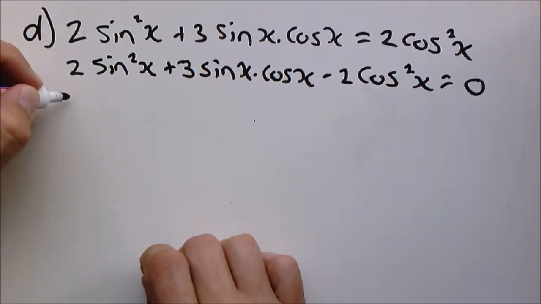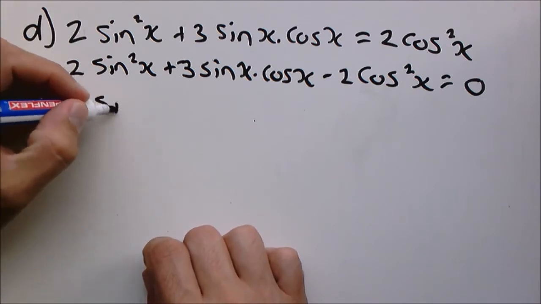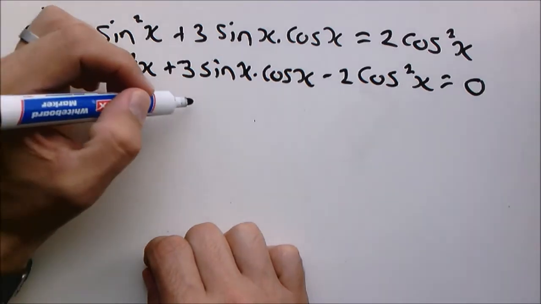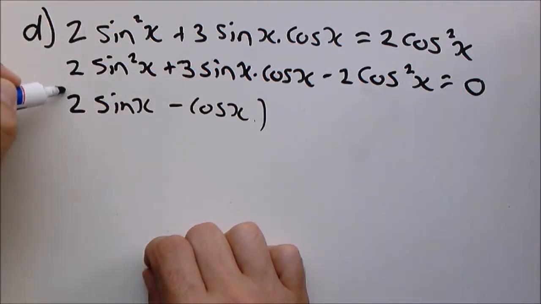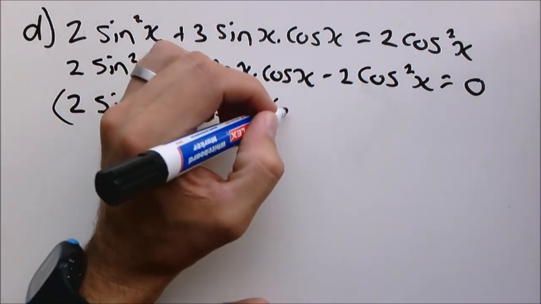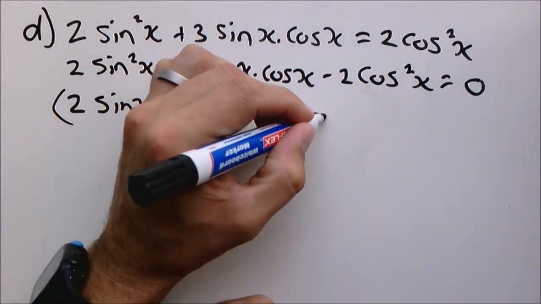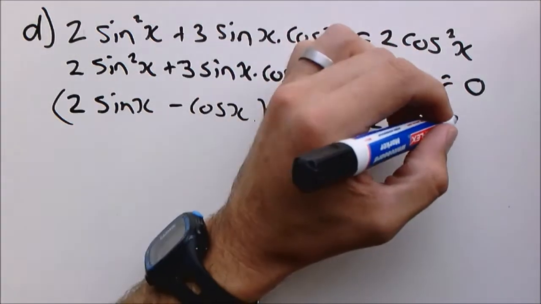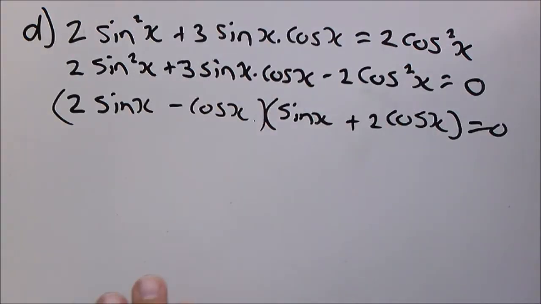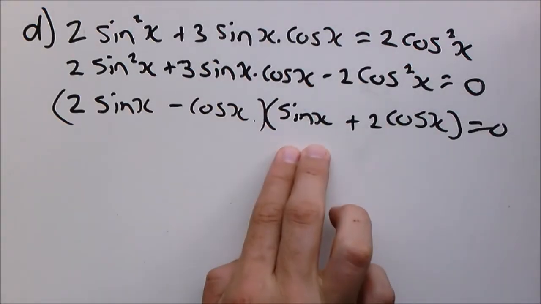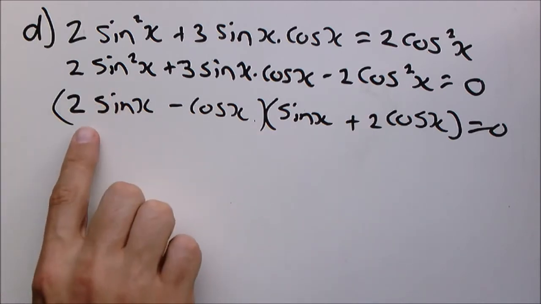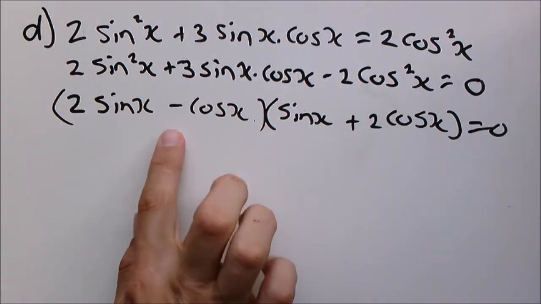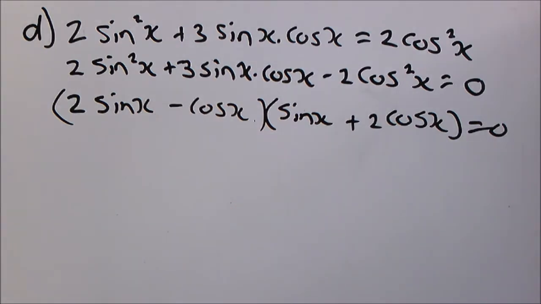So this will end up as 2 sine x minus cos x in the bracket times sine x plus 2 cos x. Let's test it before we go on. So this 2 sine x becomes a 2 sine squared x plus 4 sine x cos x minus 1 sine x cos x, which gives us 3 sine x cos x minus 2 cos squared x. That's perfect, it works out fine.